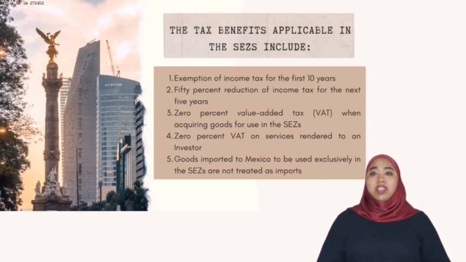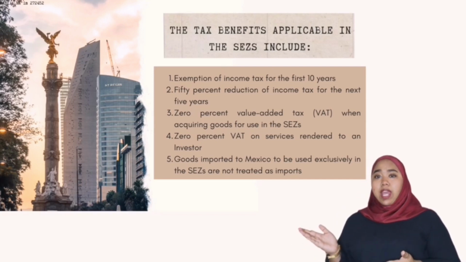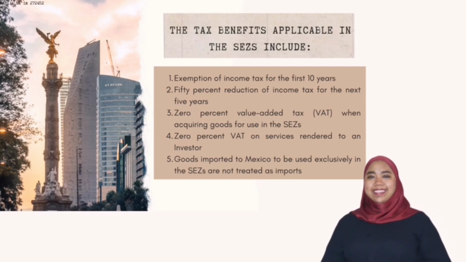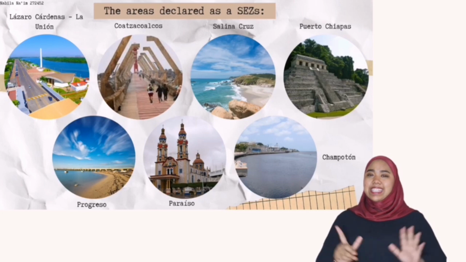SEZs are geographically defined areas with natural and logistical advantages. This allows them to be turned into highly productive areas, offering business opportunities to investors drawn to the government tax benefit. This is the tax benefit applicable in the SEZ. SEZs have been designated in 7 areas.